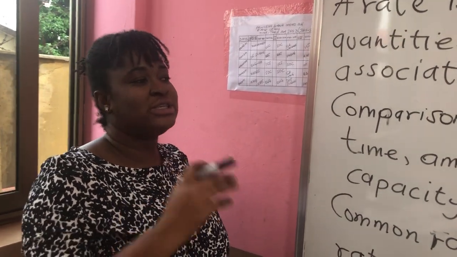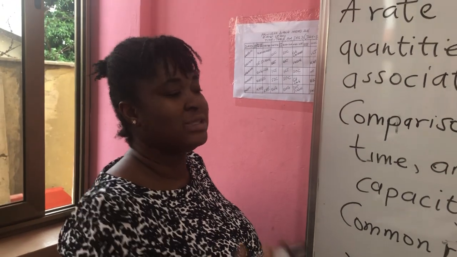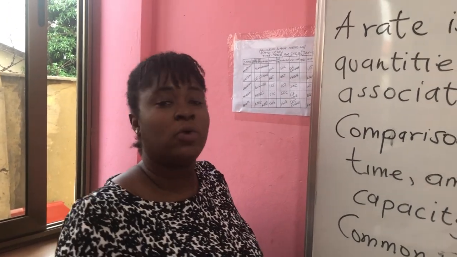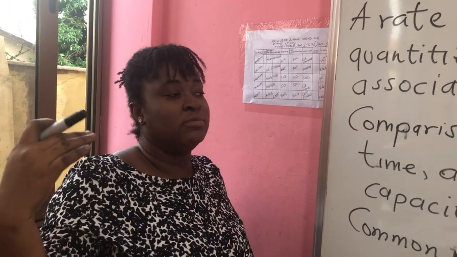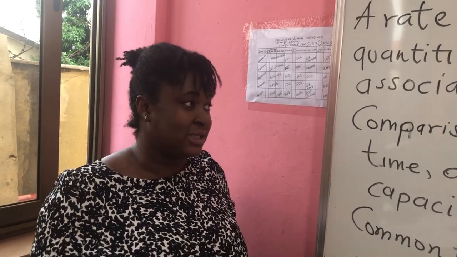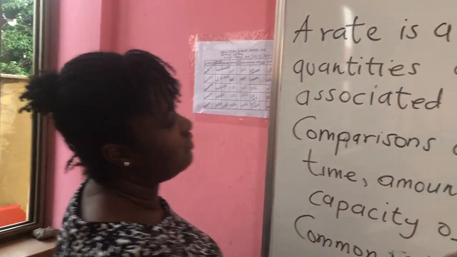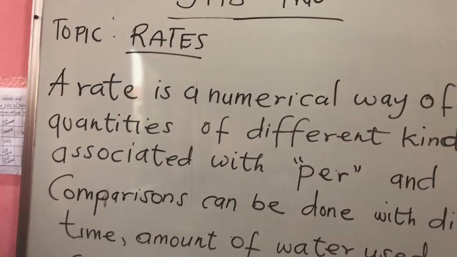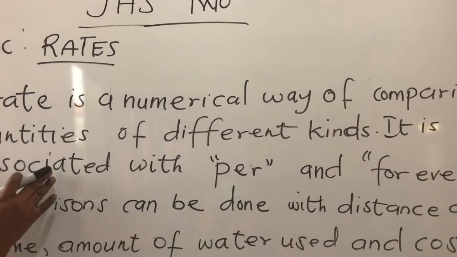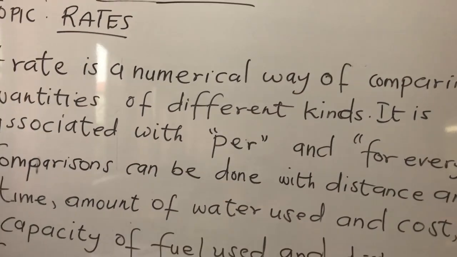You get it? So distance is being compared to what? Time. Or distance is being compared to what? Fuel, which is in what? Liters. Okay, so let's read what we have here. We are saying that a rate is a numerical way of comparing quantities of different kinds.